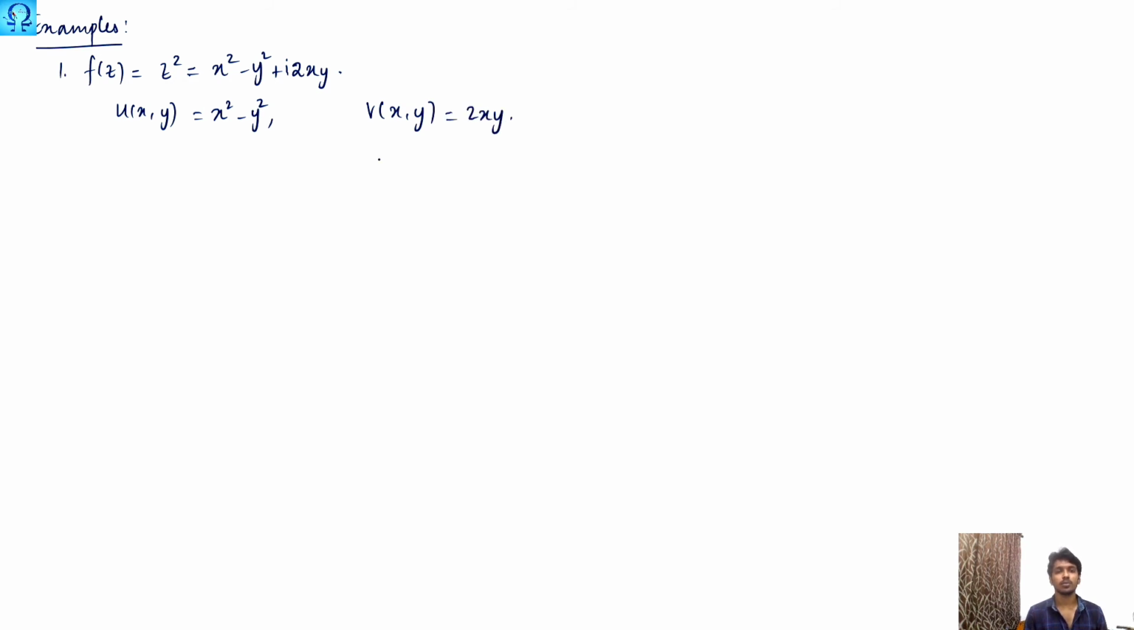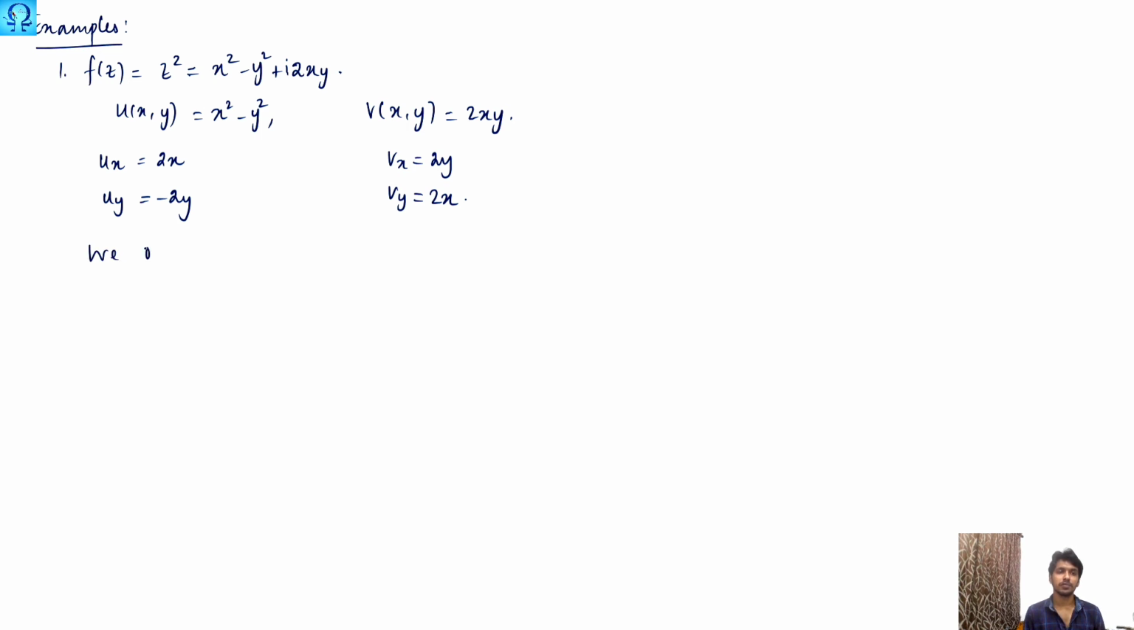Okay, let me quickly go through the examples. So we are again starting with f of z equals z squared. We know this can be written as x squared minus y squared plus iota times 2xy. Hence our function u is x squared minus y squared and v is 2xy. So let us find ux and uy. ux is 2x, uy is minus 2y, vx is 2y, and vy is 2x.